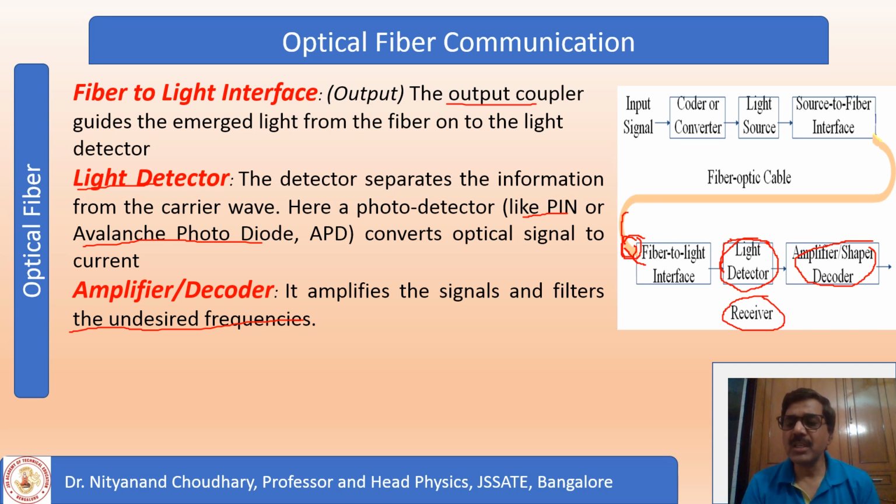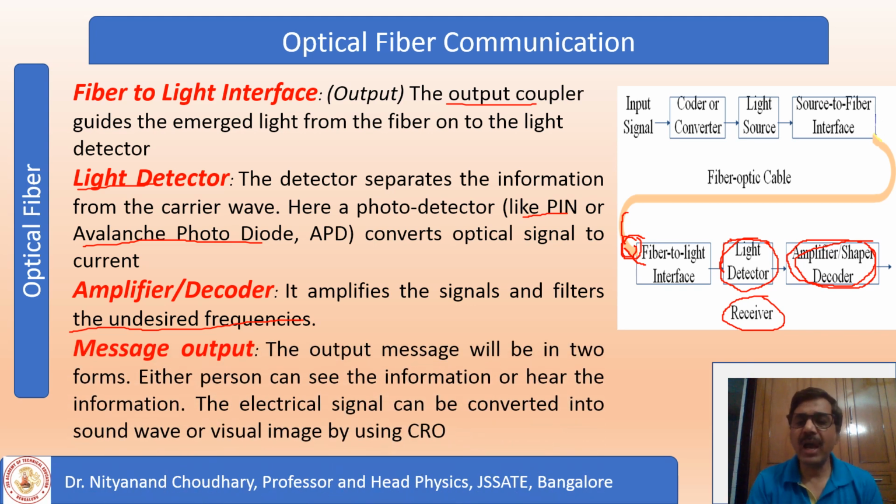Now this is going to convert the signal into an electrical signal. If it is an analog signal, it will give you the analog, or if it is a digital signal, it will convert into digital form. Similarly, finally we have the message output.